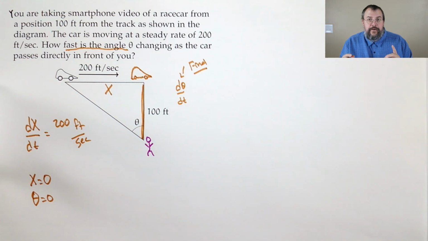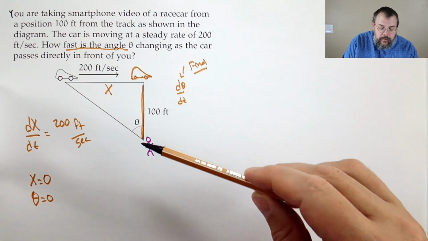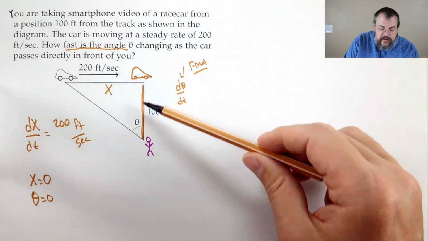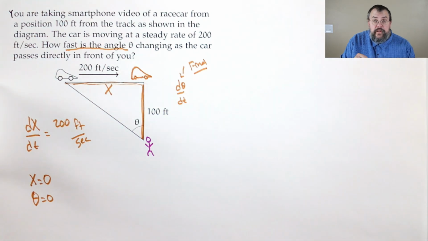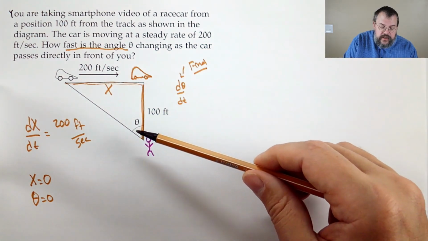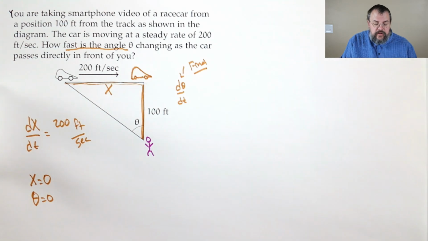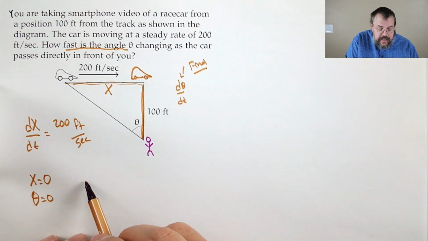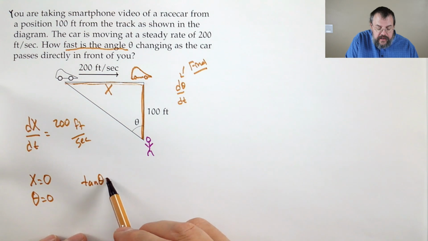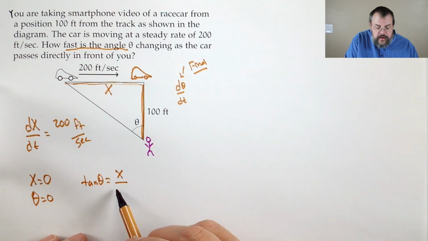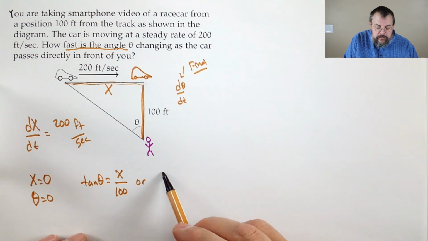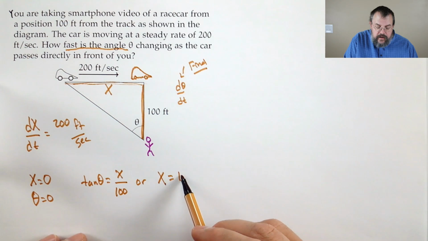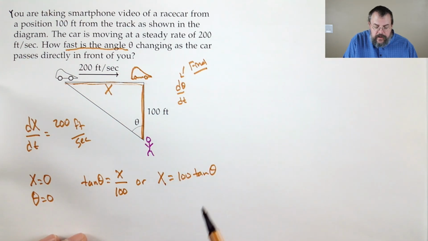One last thing we need to figure out is what's the right relationship. So what connects this angle, this adjacent side, and this opposite side? Well, the answer is the tangent. Tangent is opposite over adjacent. So we can say tangent of theta is x over 100. Or if you like, we can say x is 100 tangent theta. I don't know if either one is better than the other, but there we go.